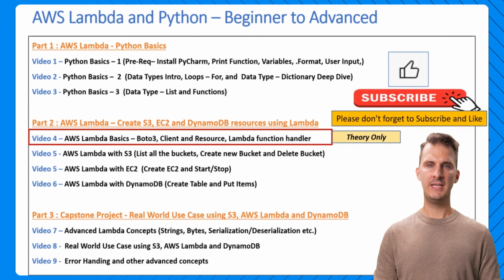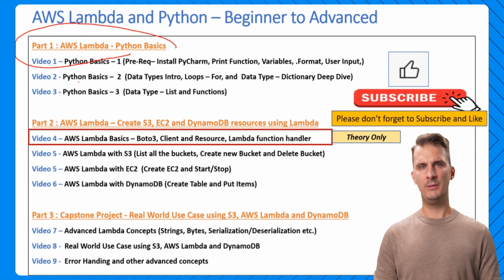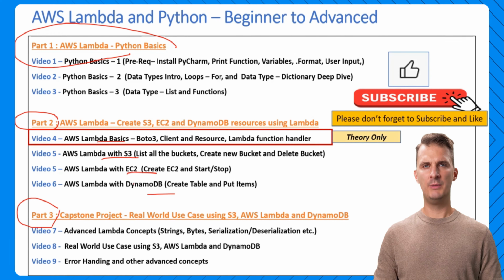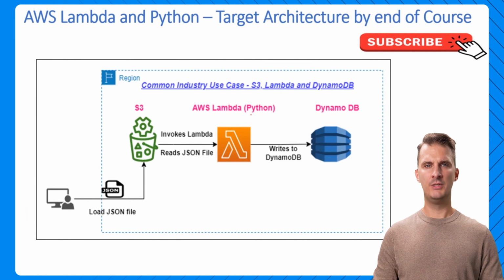and this is going to be a theory lecture only. So in the first part we discussed Python basics. We have 3 videos on that. In this part 2 we're going to discuss the basics, then we're going to focus on creation of S3, EC2, DynamoDB, and in the final part of the series we're going to do a full-fledged project using S3, AWS Lambda, and DynamoDB. So this is the use case we are going to implement as part of the capstone project.